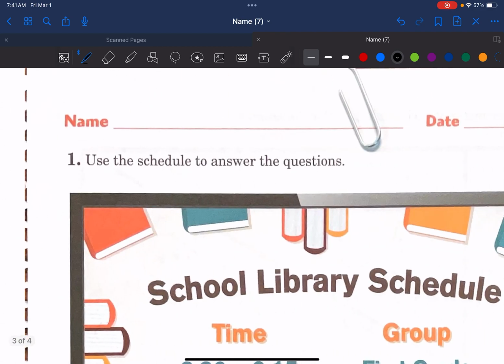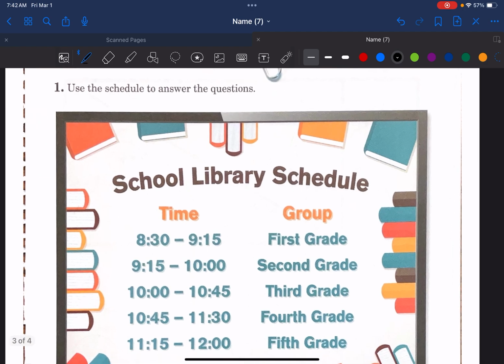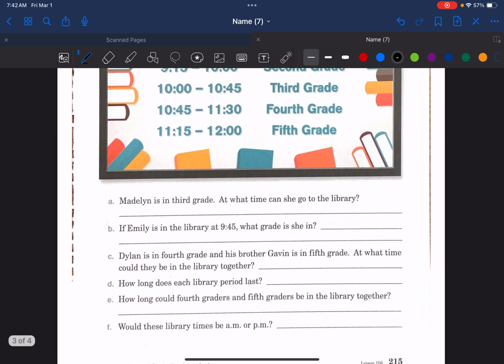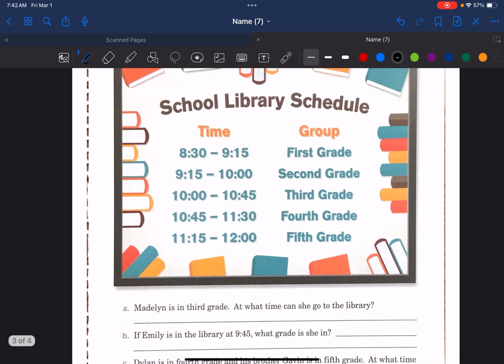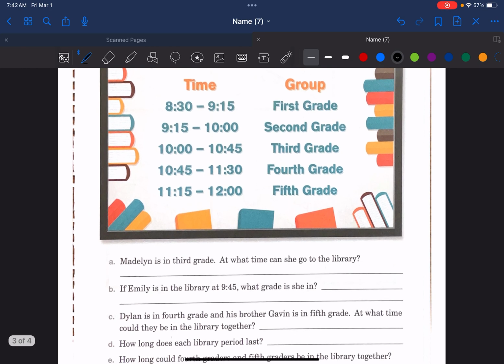All right, then if we go to the next one, this is why we have 2 lessons today, because this one, it's really taking up a whole page to do 5 questions, and they're all about the chart. So you're going to go ahead and answer those. Okay, so Madeline is in 3rd grade. What time can she go to the library? So you're going to find 3rd grade.